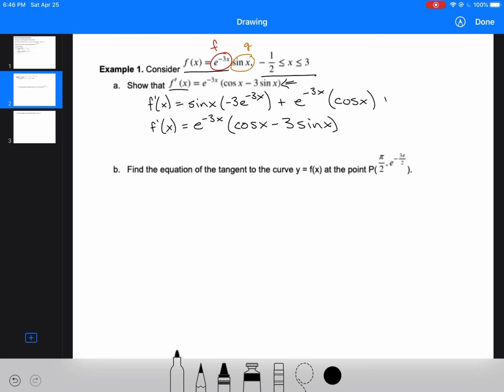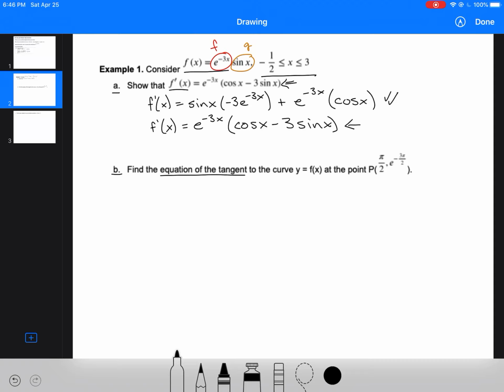In an exam situation, you would get the marks for this step, not for this one, because the answer is already given to you. Nice way to know if you're correct. Even if you can't do part A, a show that question gives you the answer so that you can still do part B. Let's try that.